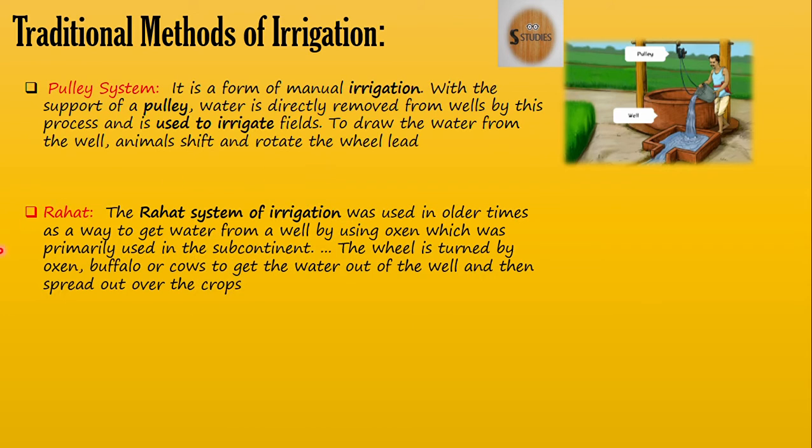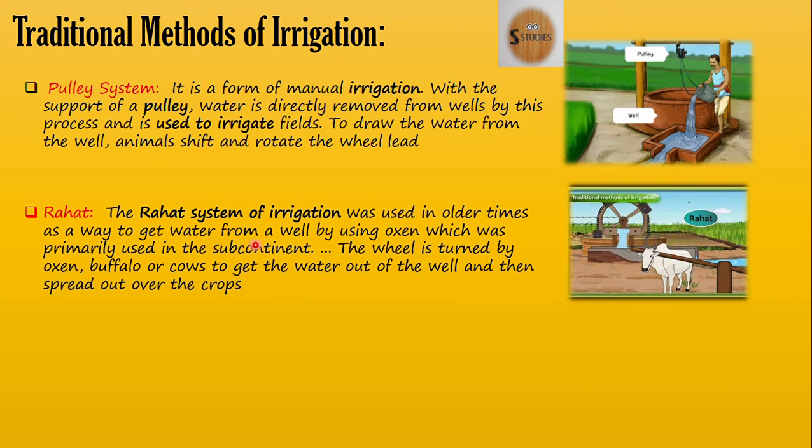Next, Rahat. The Rahat system of irrigation was used in older times as a way to get water from a well by using oxen, which was primarily used in the subcontinent. The wheel is turned by the oxen, buffalo or cows to get the water out of the well and then spread out over the crops.